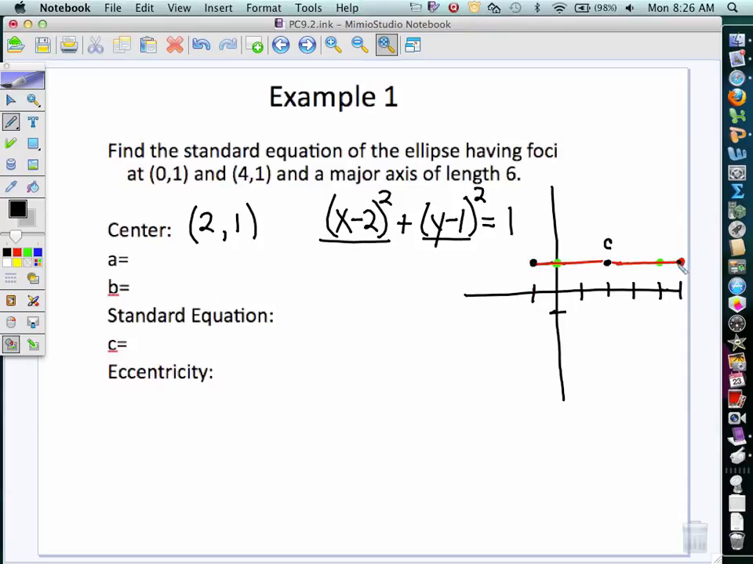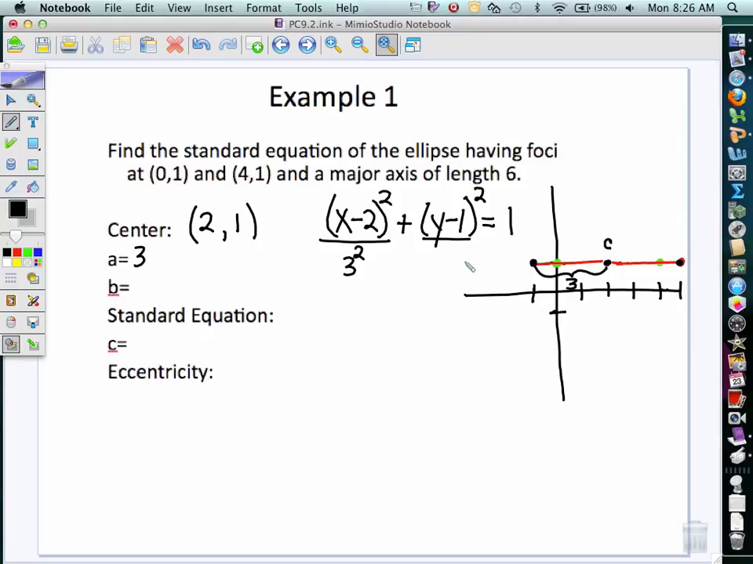So these points are our vertices. That means my a value, since it's the major axis, is the distance between the center and the vertex, which is 3 units. So a equals 3. And since it goes with the x-axis, it's 3 squared below your x's, because that's where your a squared would be. The only other piece of information that we do not have is the b value, but we know the c value.